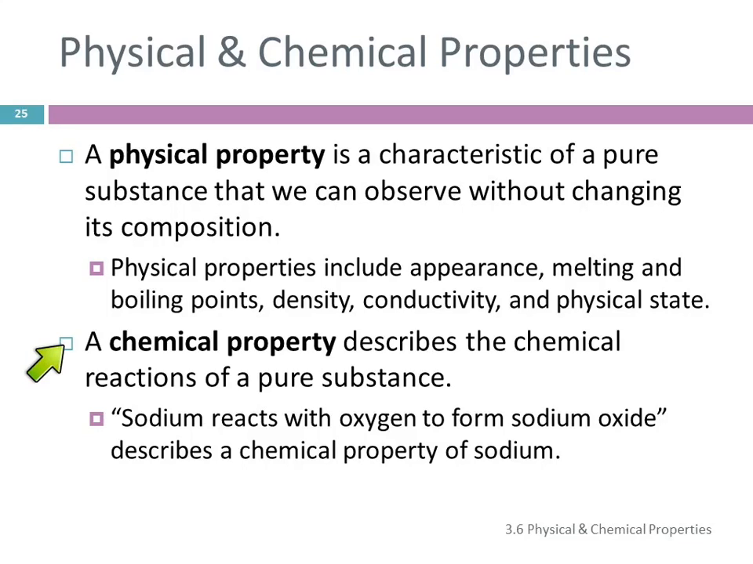A chemical property describes the chemical reactions of a pure substance. And so if you demonstrate a chemical property, you end up destroying the substance. So sodium reacts with oxygen to form sodium oxide. This describes a chemical property of sodium. When we observe this property, the sodium gets destroyed. It's not sodium anymore. It becomes part of sodium oxide.